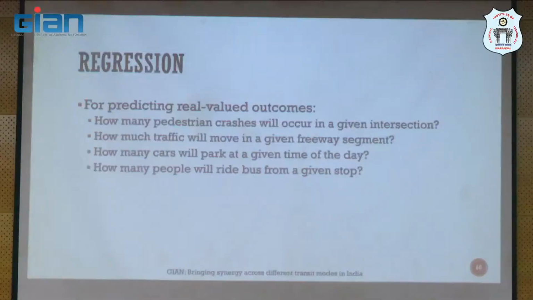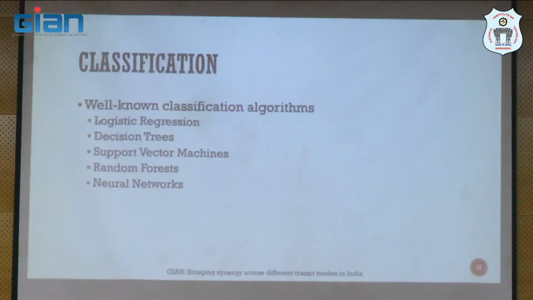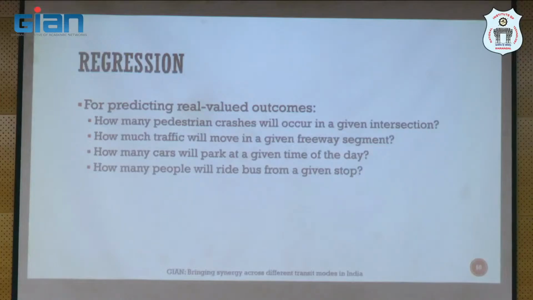So again, I am not going into mathematical details of all of these. I'll show a little bit about some of these models as we go forward. So classification is you're separating items. In regression, what you're doing is you're actually talking about how many pedestrian crashes will occur in a given intersection. So coming up with the numbers. What is the traffic? How many cars? How many people? So again, this is a continuous number you are trying to get to using regression approaches.